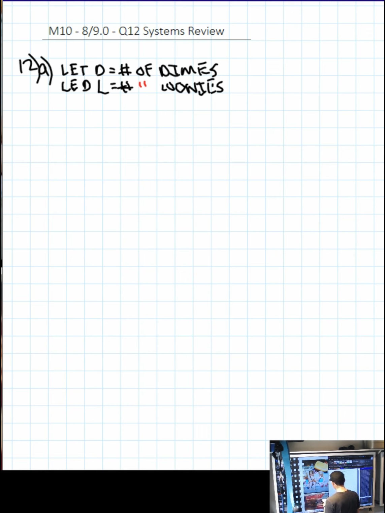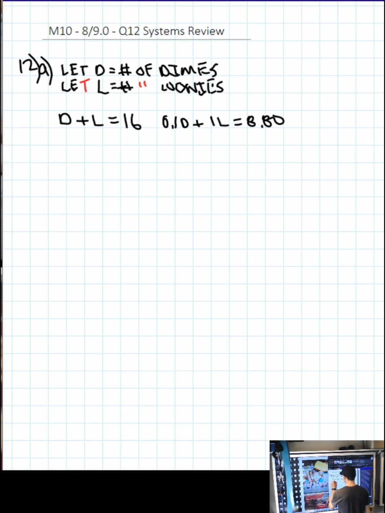Okay, so we've got 16 of those, so D plus L equals 16. Notice in my second let statement I said let L, I've recorrected that in red, let L. So we have 16 total coins, so D plus L equals 16. Now the value is $8.80, so the value of our dimes is going to be the value of a dime, 0.1, times the number of dimes, plus the value of a loonie, 1, times the number of loonies is equal to 8.80.